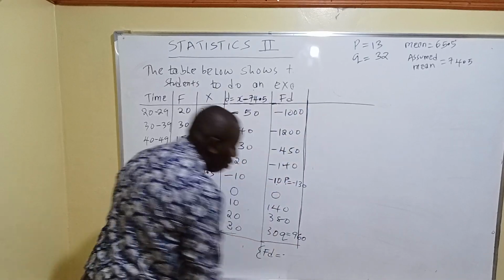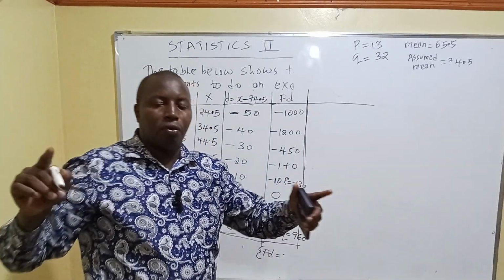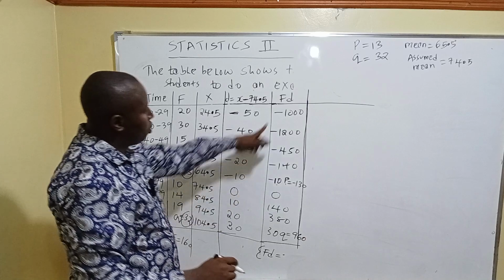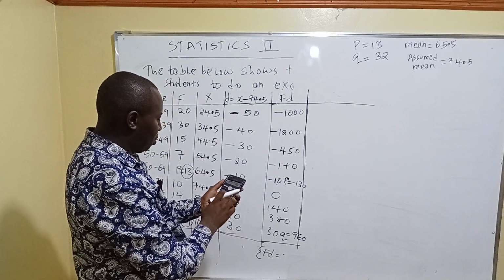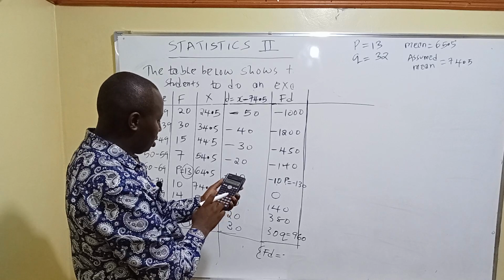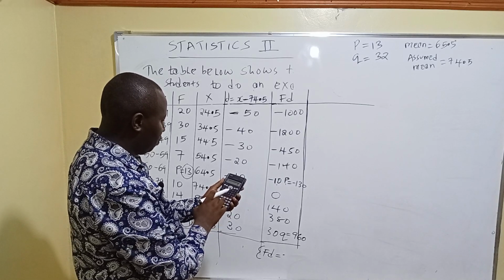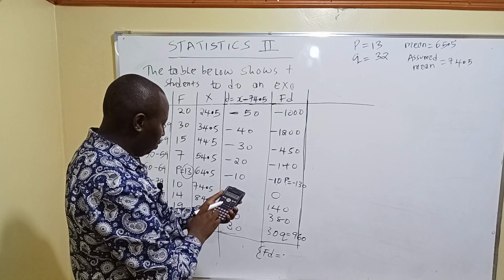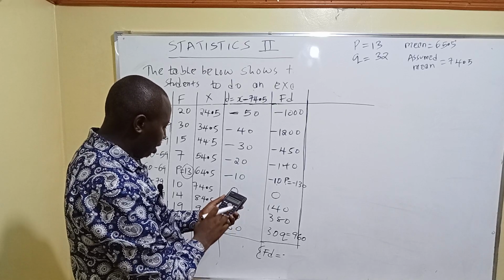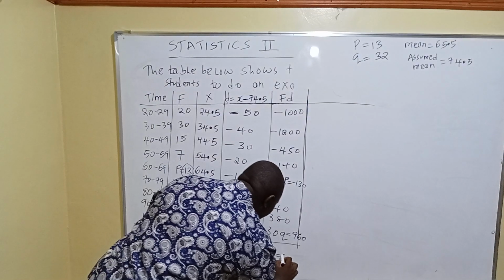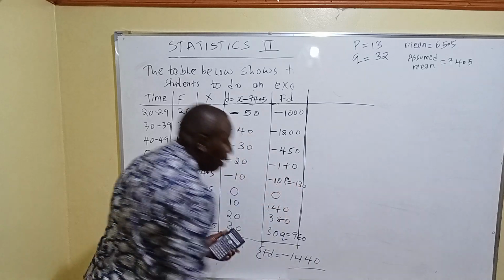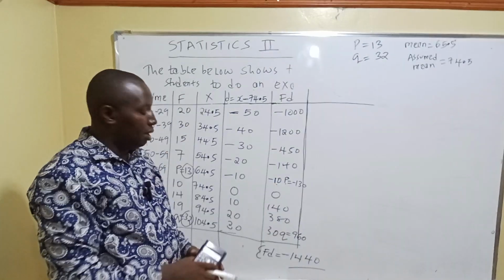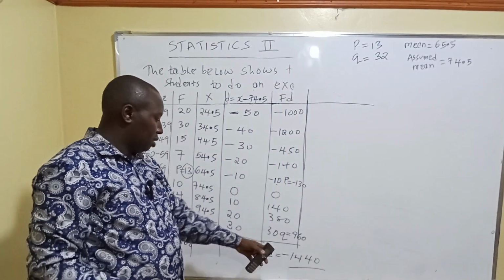So therefore, work out the value of sigma FD, now with the correct values, because sigma F is already 160. Go to sigma FD: minus 1000, minus 1000, minus 1200, minus 450, minus 140, minus 130, plus 140, plus 380, plus 960. This comes to minus 1440. So that is sigma FD, minus 1440.